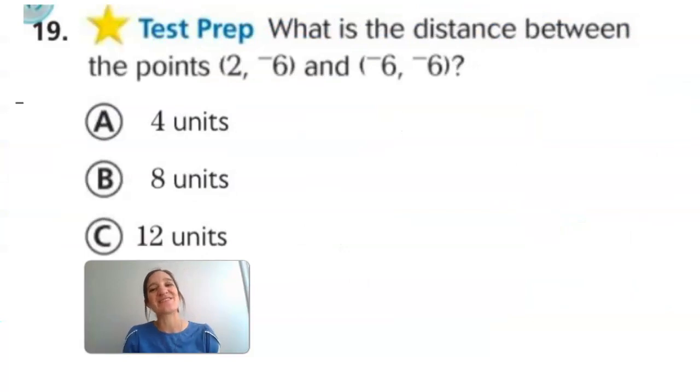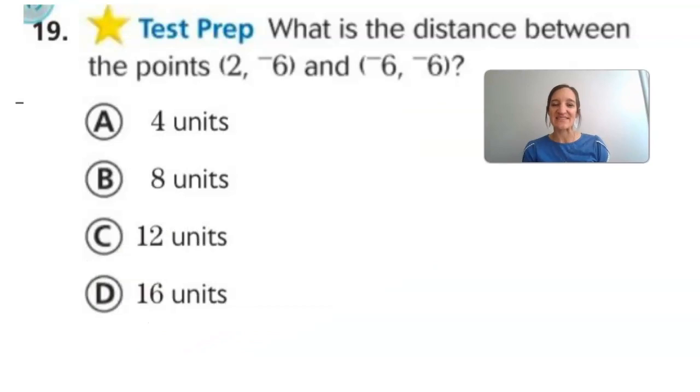I'm going to end with your test question. What is the distance between points (2, 6) and (-6, -6)? Draw it out if you need to, or look at what is different.